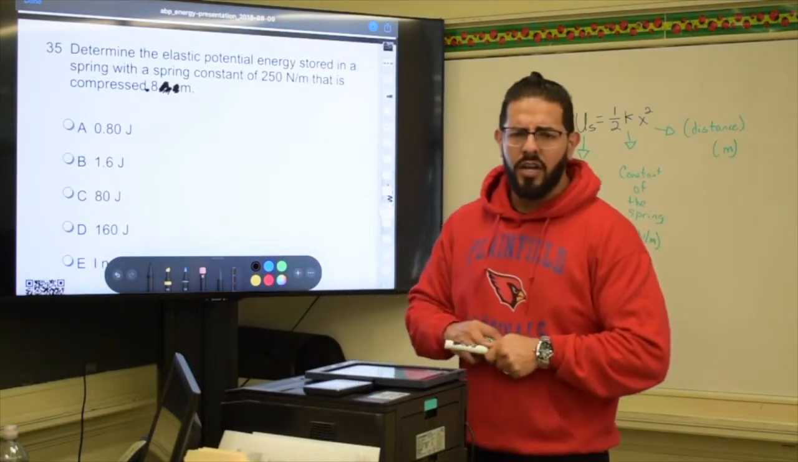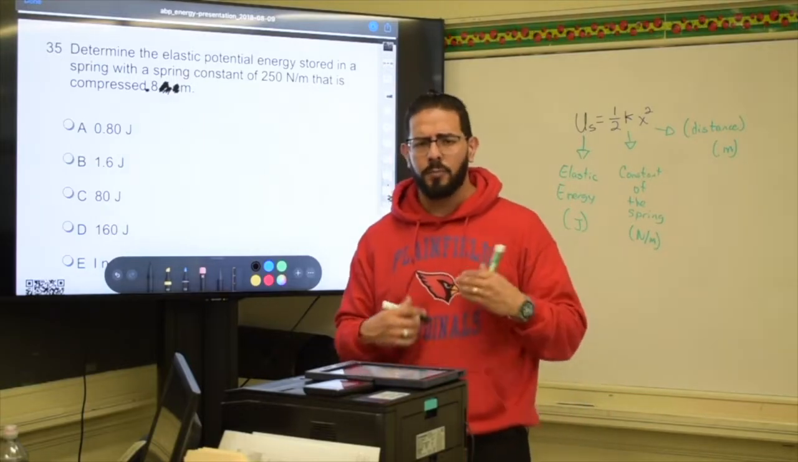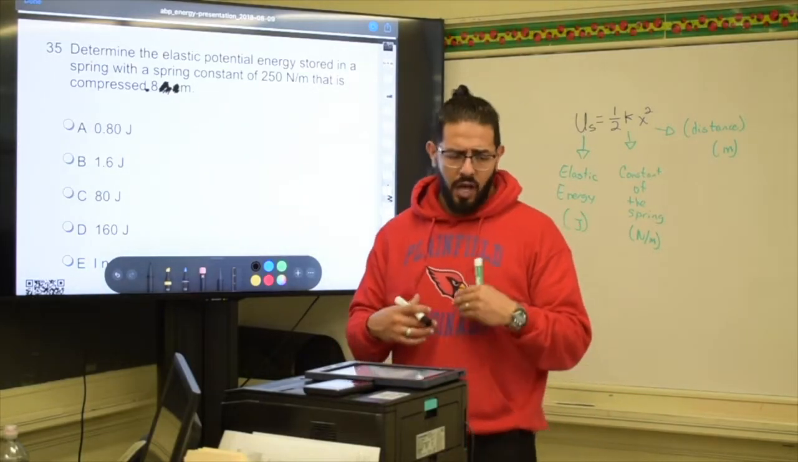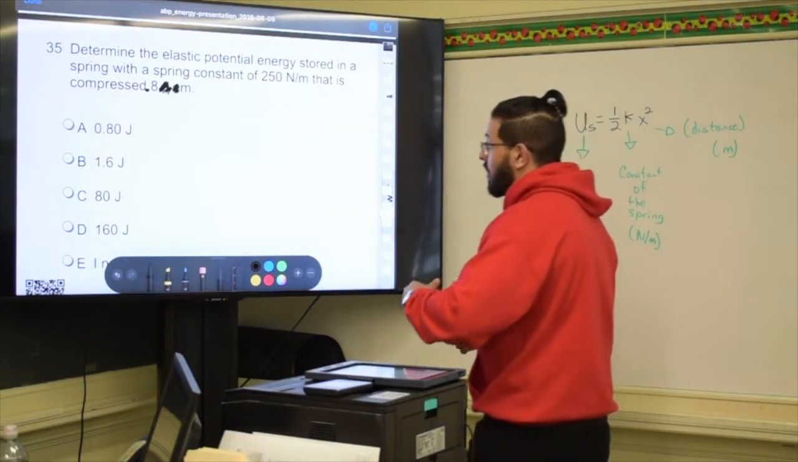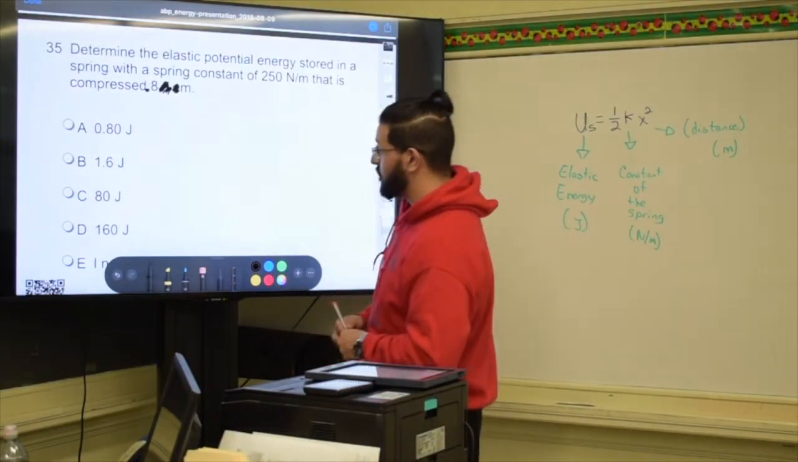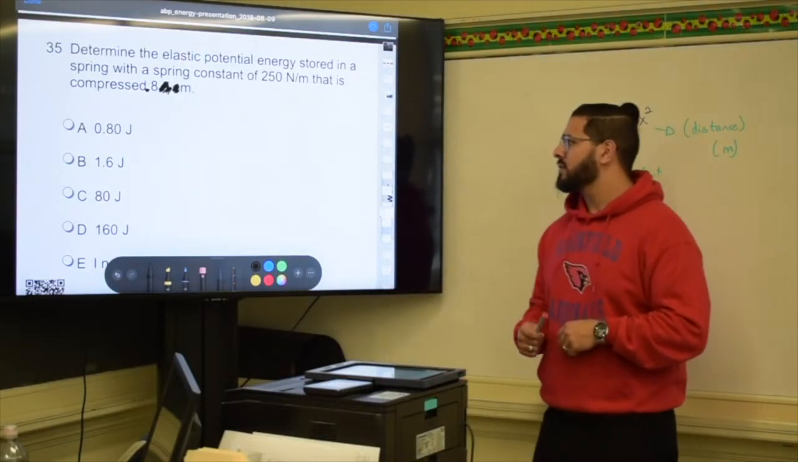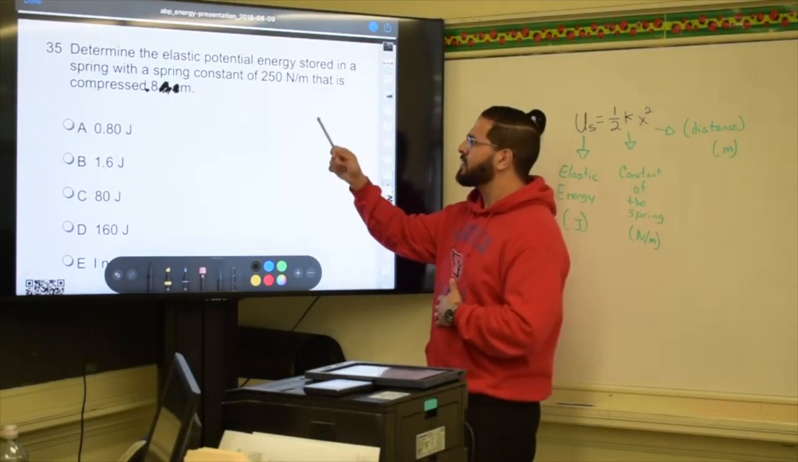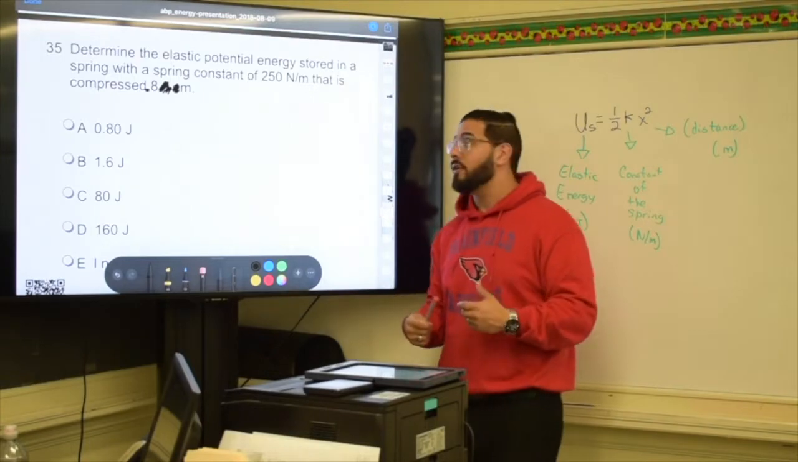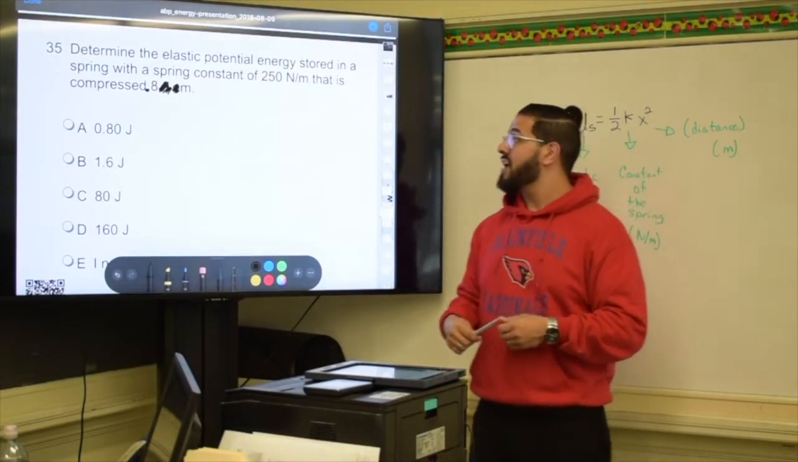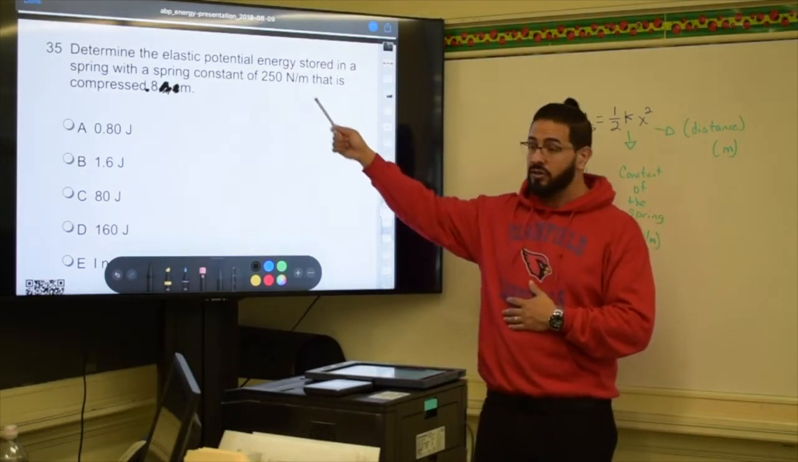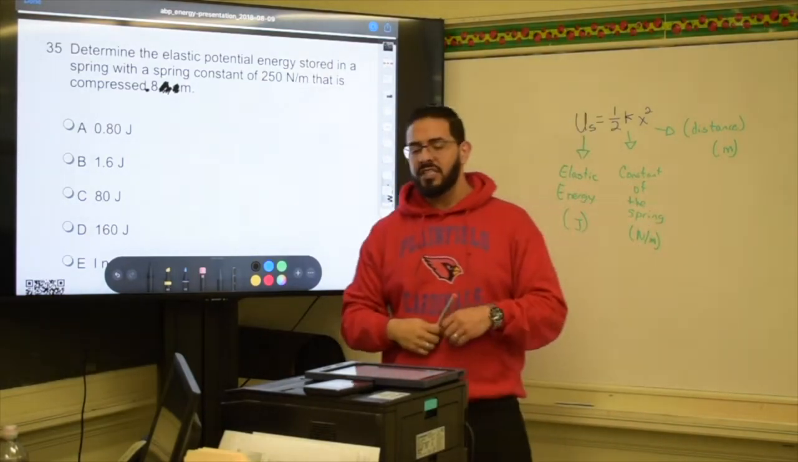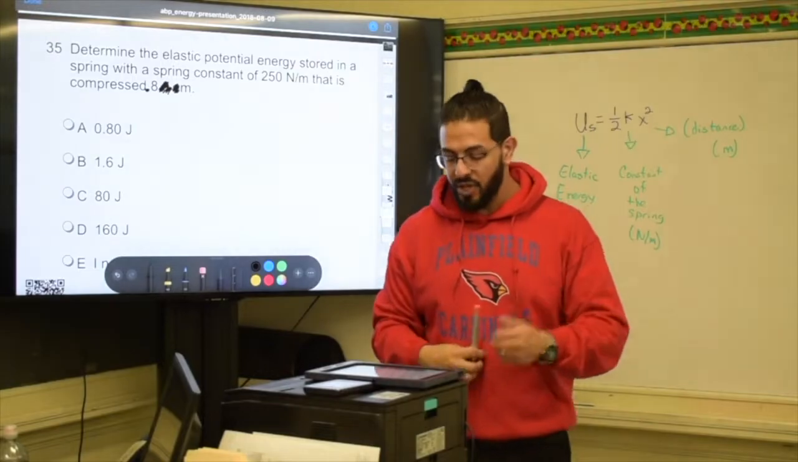Now, let's go right here. We're going to do 3 problems to explain how we can solve an equation using the topic or the equation of elastic potential energy. First problem: determine the elastic potential energy that is stored in a spring with a spring constant of 250 Newton per meter that is being compressed 0.8 meters.